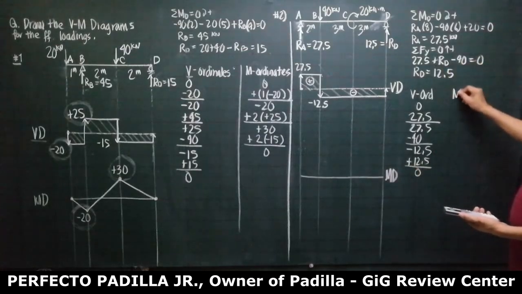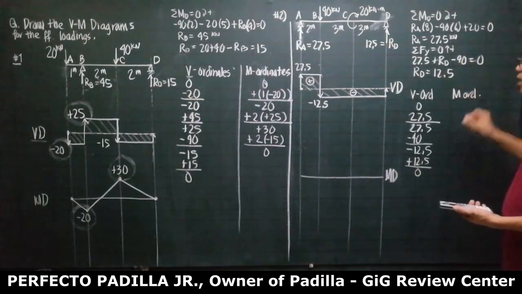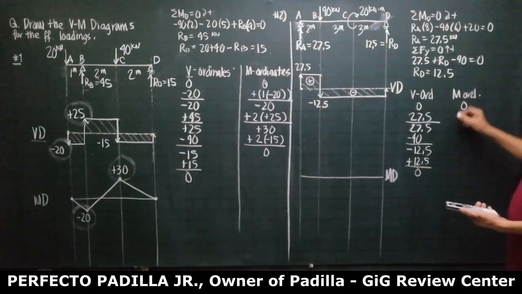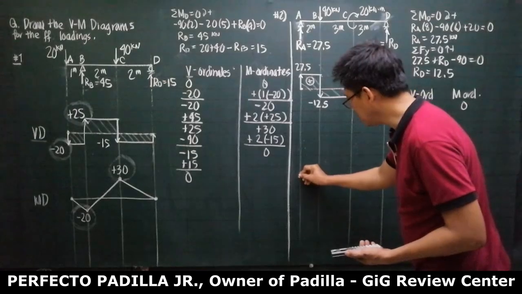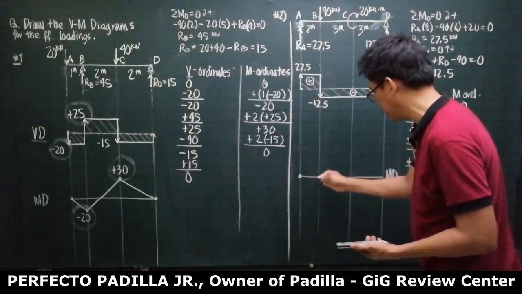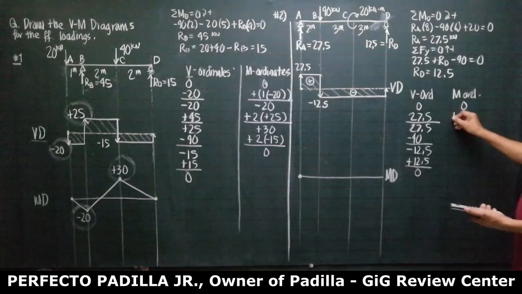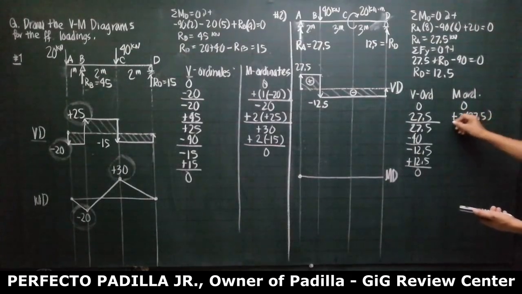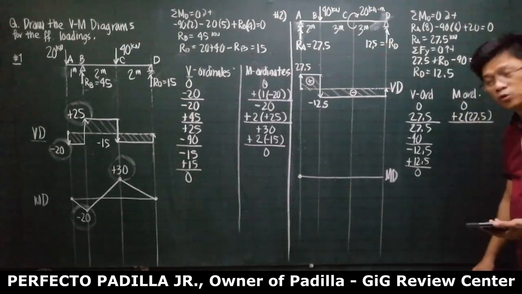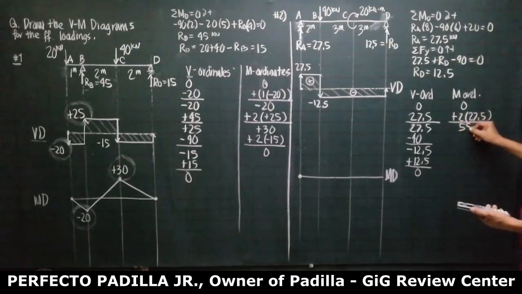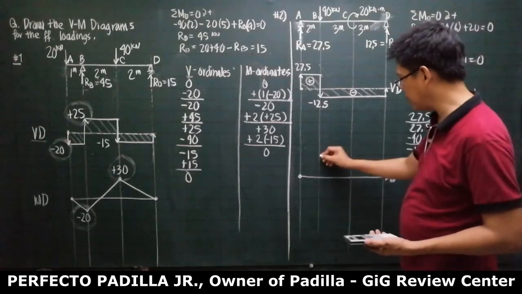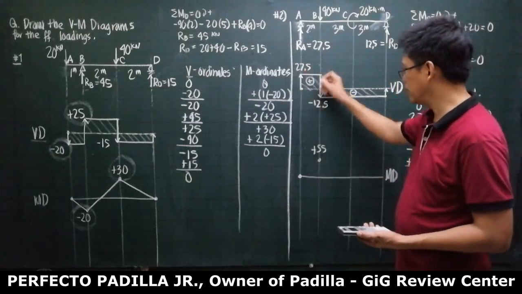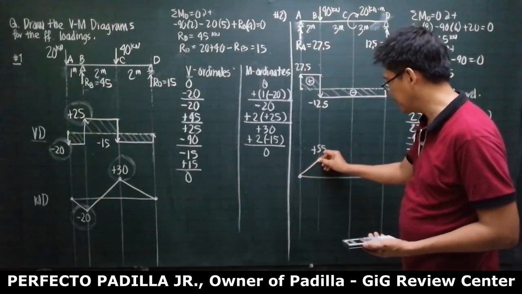So, this is our moment coordinates. Okay? So, you have here, starting with 0, 0 plus the area of this is the moment here. So, plus 2 times 27.5. And this is going to be equal to 55. So, the moment here is going to be positive 55. This is 0 degree. This must be first degree.